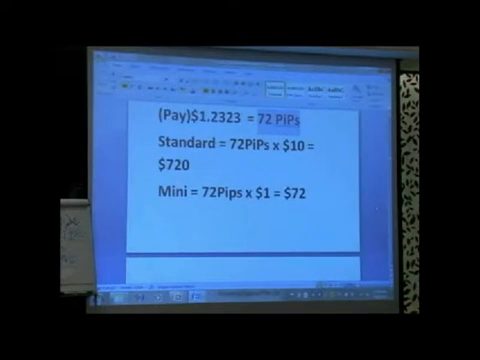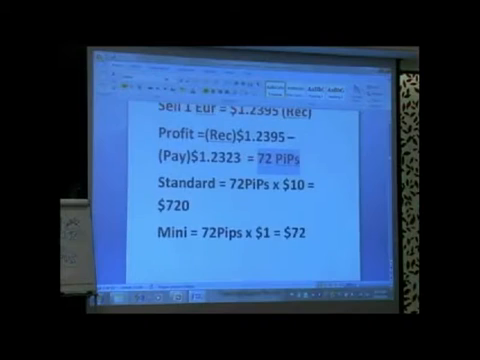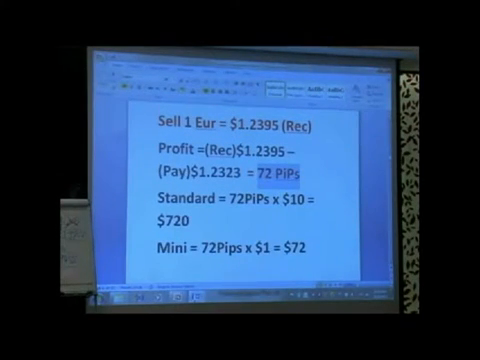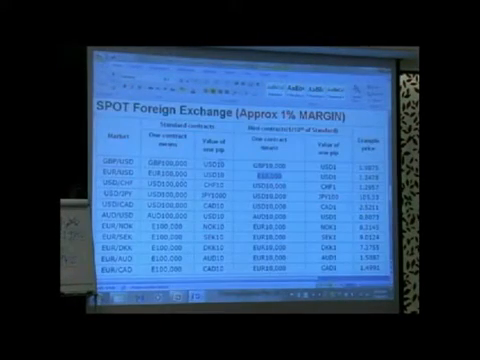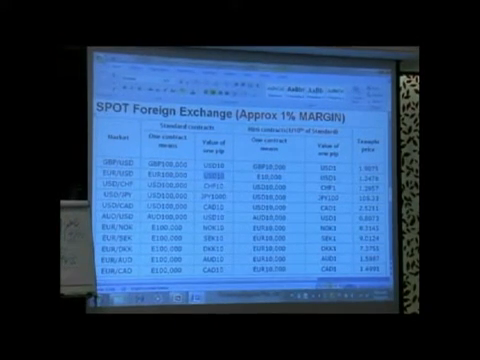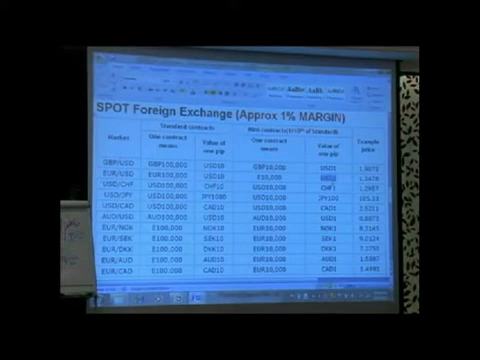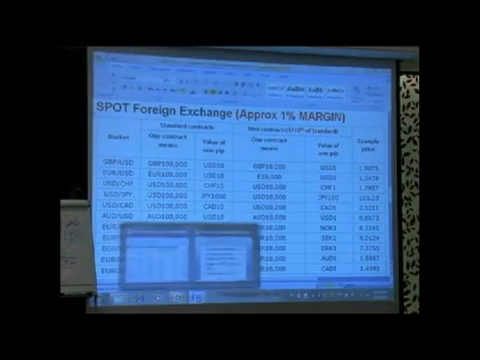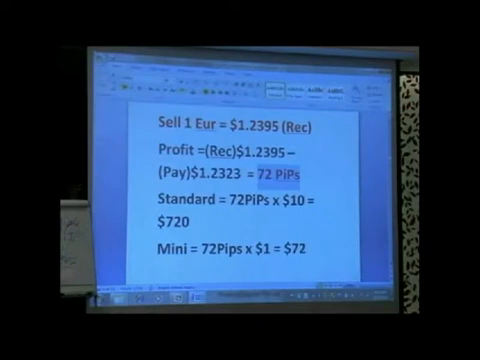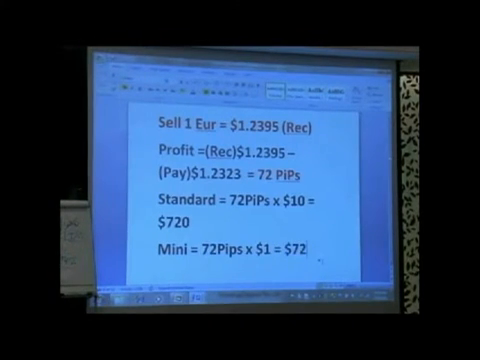Now, 1 pip is how much? Depends whether we do standard or mini, correct? So, if you look at the contract specs, for Euro US, every 1 pip for standard is $10, every 1 pip for mini is $1. So if I look over here, we gained 72 pips. If you multiply this by $10, that's 720. And if you multiply this by $1, that is 72. Okay, so copy this down.